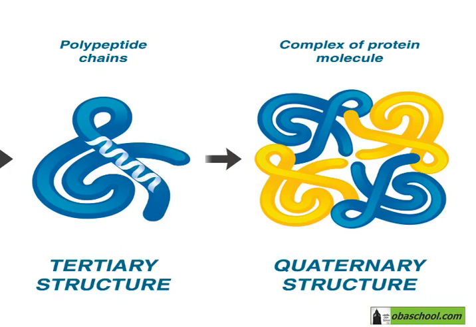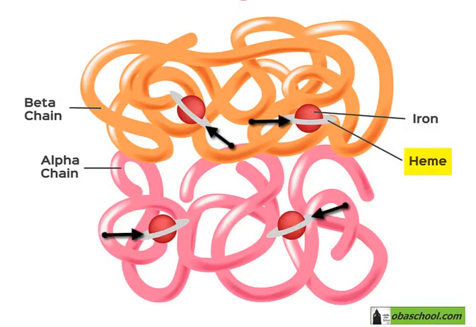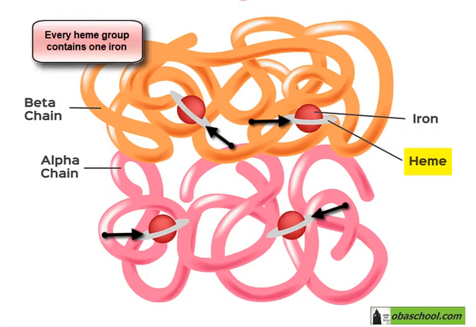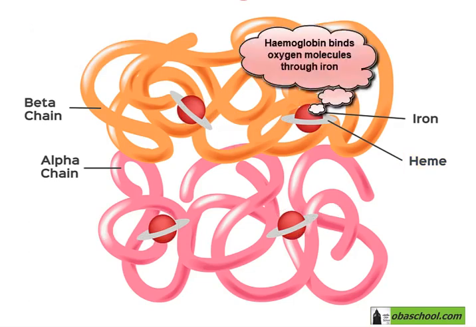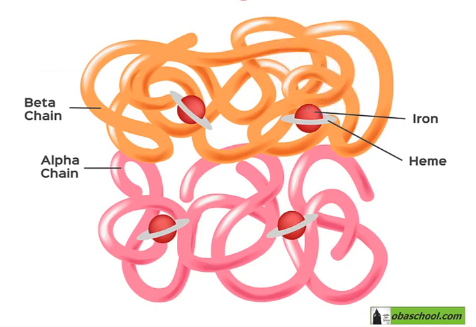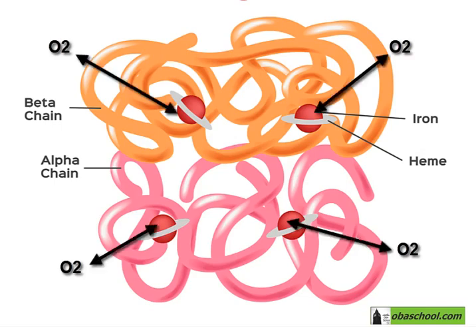And then every polypeptide is associated with a heme group, which contains a ferrous ion or iron. This iron is important because this is the one that combines with oxygen. Every iron will combine with a single oxygen molecule. This means every hemoglobin protein can combine with 4 oxygen molecules.